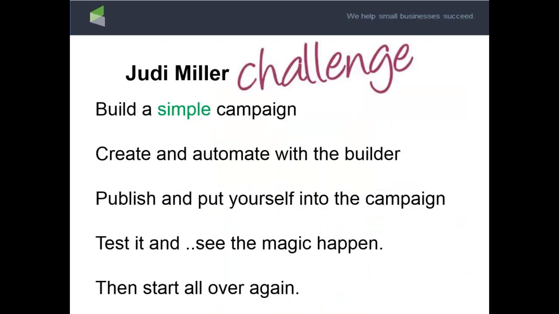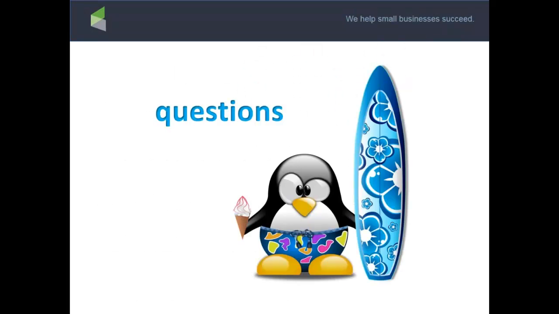So my challenge for you is to build out a simple campaign, get that automation going with the builder. It can be as simple as 2 or 3 emails. We've seen people make $10,000 in just 3 emails because they have the right people, they're targeting the right market, they have people filling out their form and actually purchasing their product. Publish it, put yourself in it and test it, add more magic, and then start over again and actually make it live. It's not that hard to do once you practice. Let's go to questions.